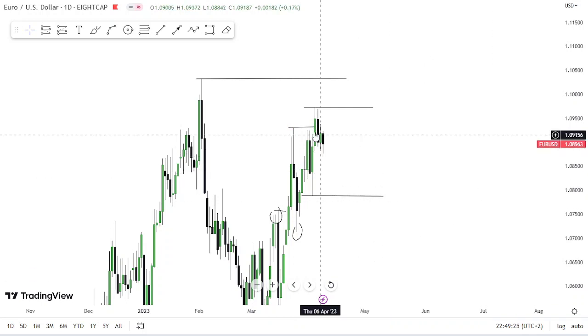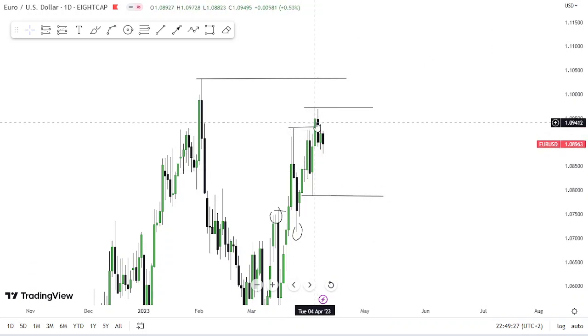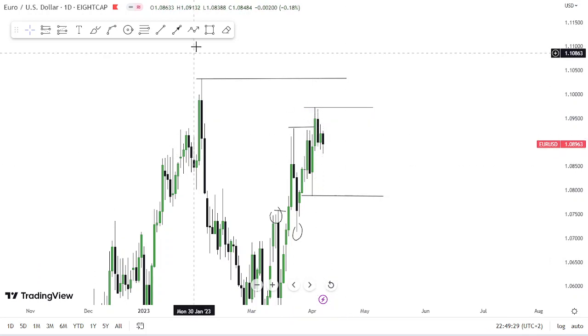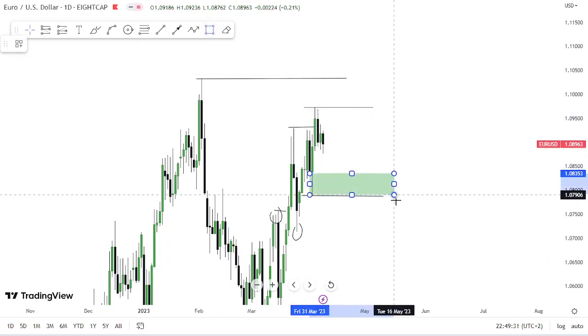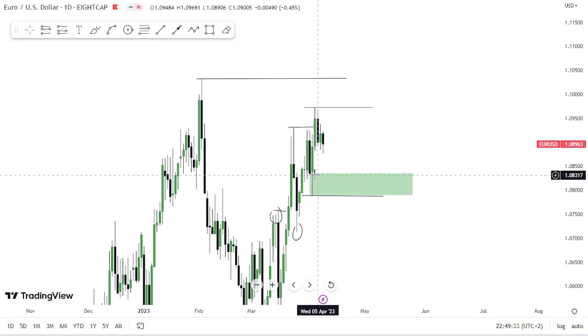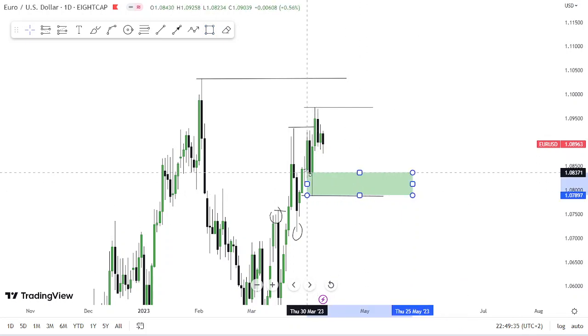So this is what I'm looking at. This is a break of structure to the upside. As you can see, we closed above. Now we're coming back. So according to the daily, my order block would be somewhere here. My order block would be lying somewhere around this, somewhere inside this wick.